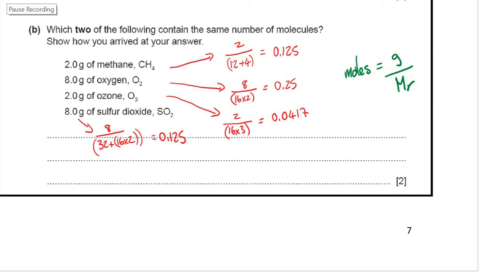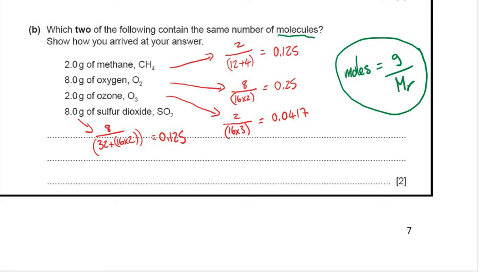For this next question, all we need is our equation here, moles equals grams over MR, to work out which ones have the same number of molecules, so the same number of particles. So don't forget that 1 mole of any substance has 6.02 times 10 to the 23 particles. So that's a definition of 1 mole of anything. So here, how can we work out how many moles we've got? We need to divide the grams divided by the MR. So here, I've just done all the work for you here.